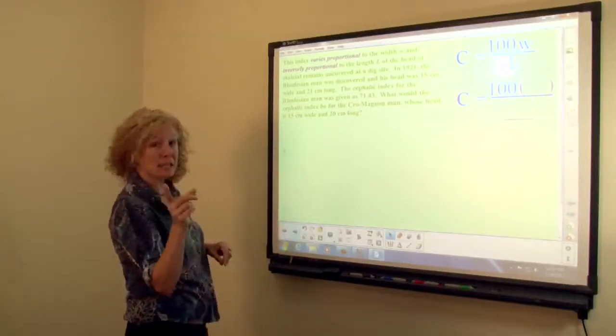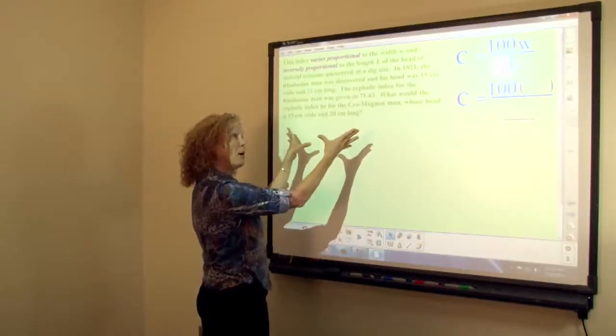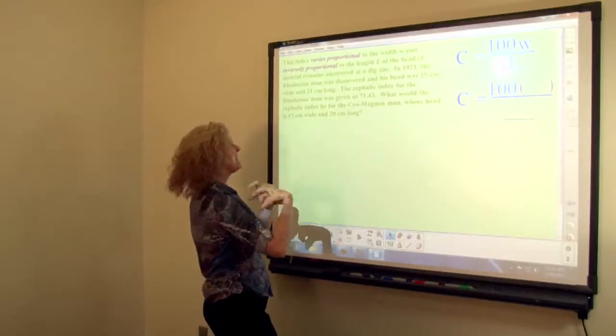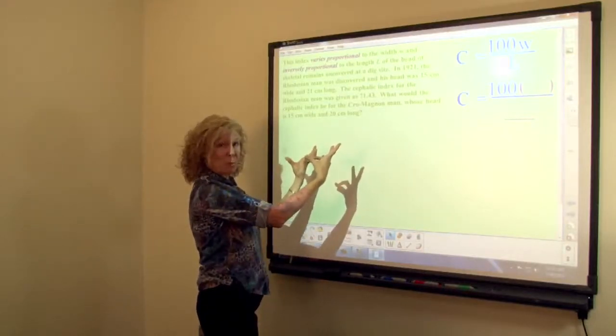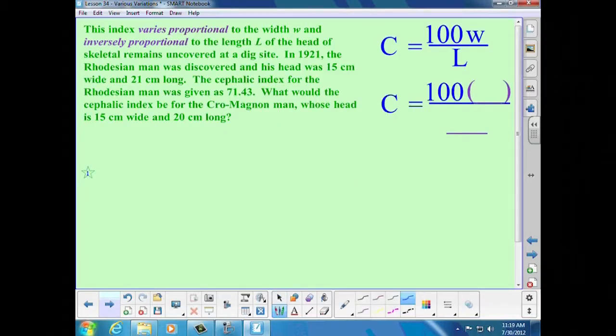Now, continuing on, and I left all this together because sometimes you come upon a problem that's this big, has this much information in it, and it's just overwhelming. I want you to see that I'm taking it piece by piece. So now I'm down to the question, okay, now that you know the constant, what would the cephalic index be for the Cro-Magnon man? I apologize if I'm mispronouncing, since anthropology is not my forte. But we've measured, and that guy has a 15 centimeter width, 20 centimeter length.